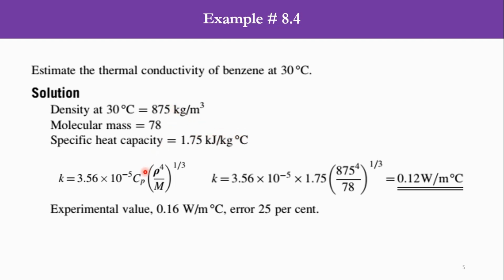So we will just substitute the values here. Cp is replaced by 1.75, the value of rho is 875, and M is 78. So we get the value of K from this expression as 0.12 watt per meter degree centigrade, while the experimentally determined value is 0.16, and if we calculate the percentage error, it is 25%.